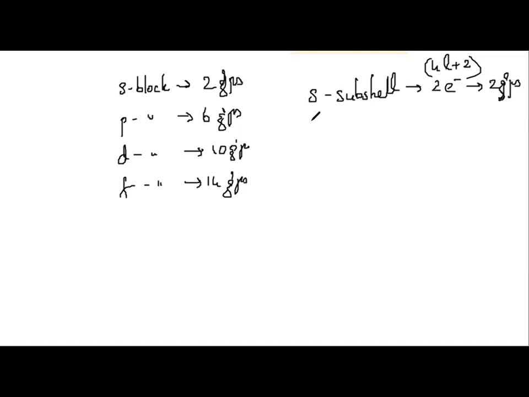S block is given with 2 groups. P subshell can have a maximum of how many electrons? 4 into 1 plus 2 plus 2. 4 ones are 4, plus 2 is 6 electrons. Therefore, P block is given with 6 groups.